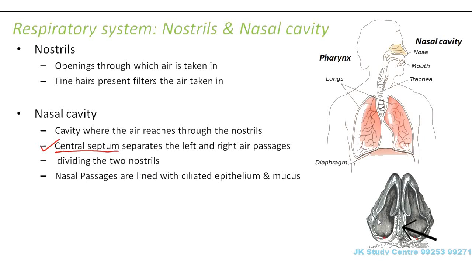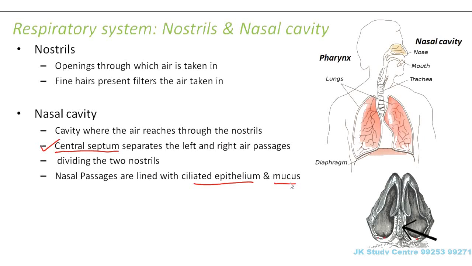Nasal passages are lined with ciliated epithelium and mucus. Once the air enters the nose and passes through the nasal cavity, everywhere in this passage it is lined with ciliated epithelium. What is ciliated epithelium? The epithelial tissue which is lined with cilia. Cilia are fine hair-like structures, right? And it is also lined with mucus. What is mucus? The slimy, slippery substance. So what do they do? Mucus, being a slippery watery substance, tries to moisten the air. It tries to make the air a little moist. And what does cilia do?